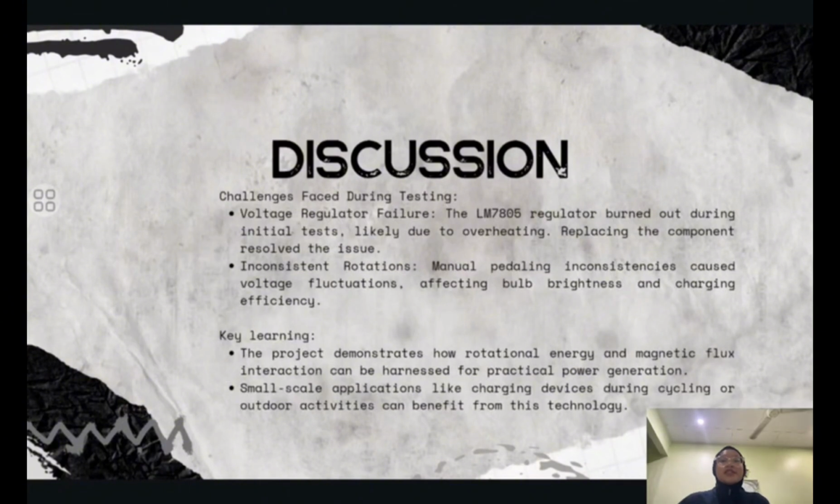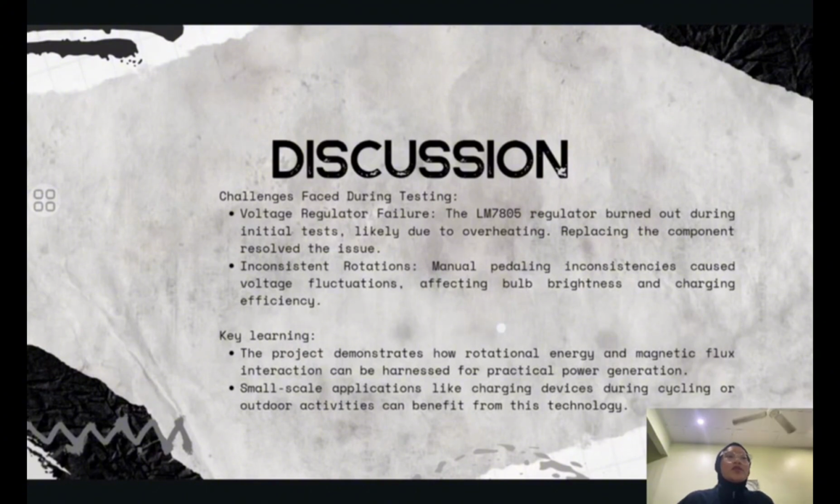So we faced some challenges during the testing. First, the voltage regulator failure: the LM7805 regulator burned out during our initial test, likely due to overheating. So replacing the component resolves this issue. Second, the inconsistent rotation: the manual pedaling inconsistency causes voltage fluctuation, affecting bulb brightness and charging efficiency.